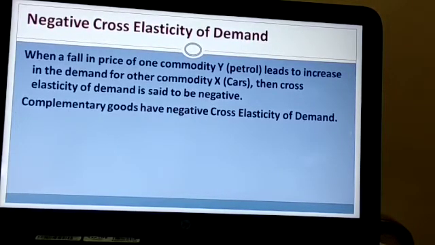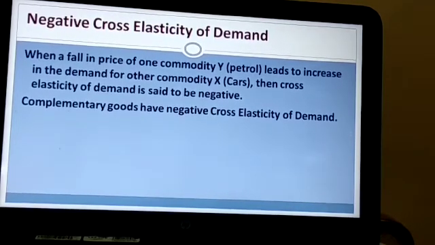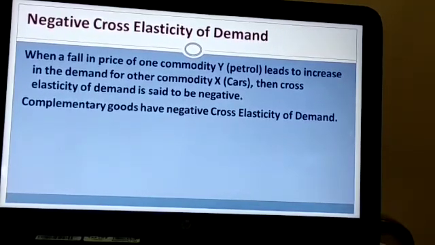They are moving in separate directions. There is fall in price of petrol and increase in demand for cars. So the relation is negative, because there is fall in price of one commodity and it is leading to increase in demand for some other commodity. They are moving in separate directions. So cross elasticity of demand is said to be negative, and complementary goods have negative cross elasticity of demand.